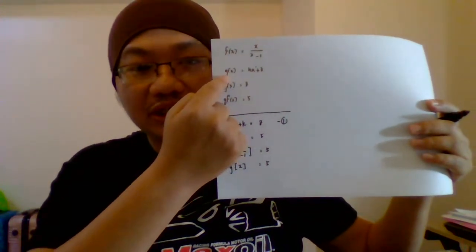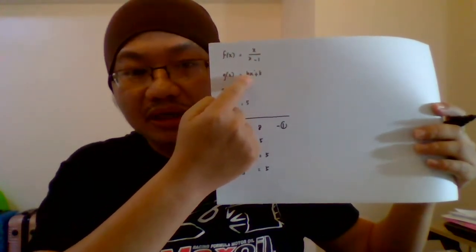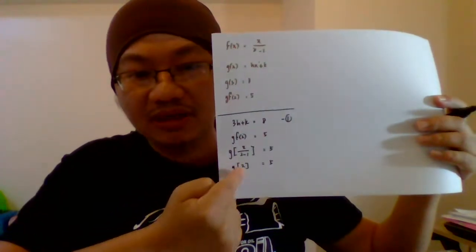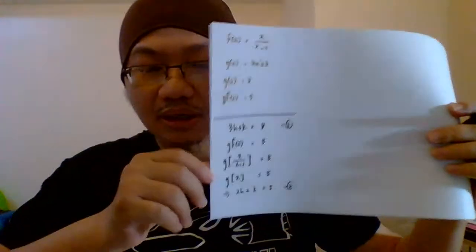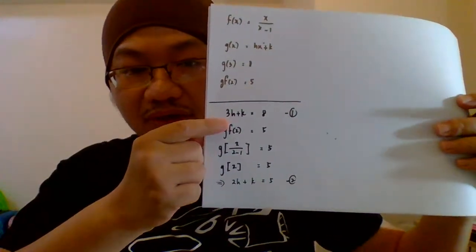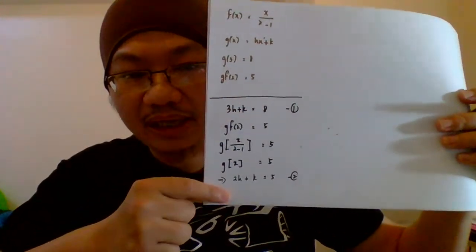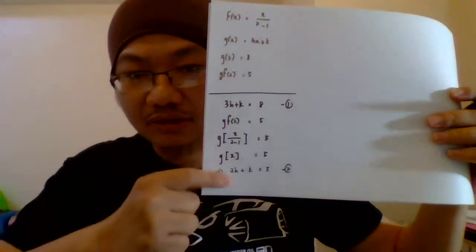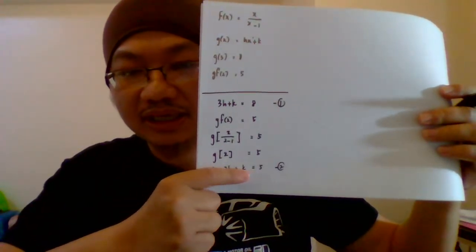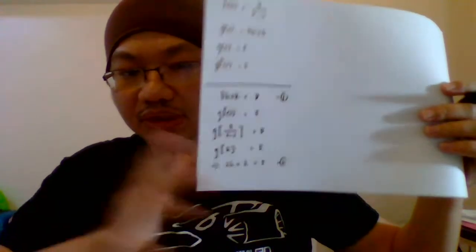Look at the function of G here. Then this X, we need to replace with the value of 2. Very straightforward. It becomes 2H plus K equals 5. That is your second equation. So the first equation is 3H plus K equals 8, and the second equation is 2H plus K equals 5.